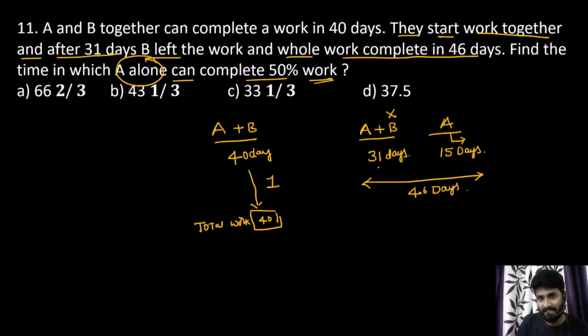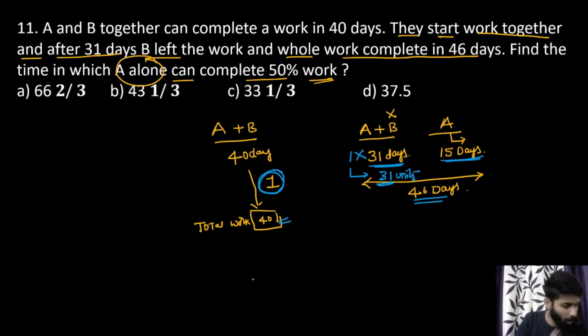It means out of 31 days, these performing 15 days, whole work is 46 days. We know that A and B efficiency is equal to 1 unit. A and B efficiency is 1 unit for 31 days. For 31 days, they completed 31 units out of 40.